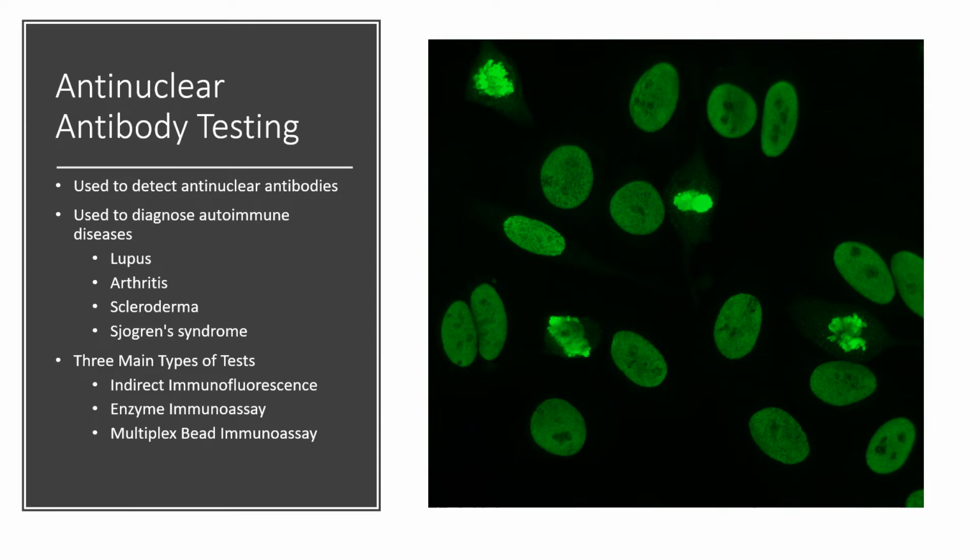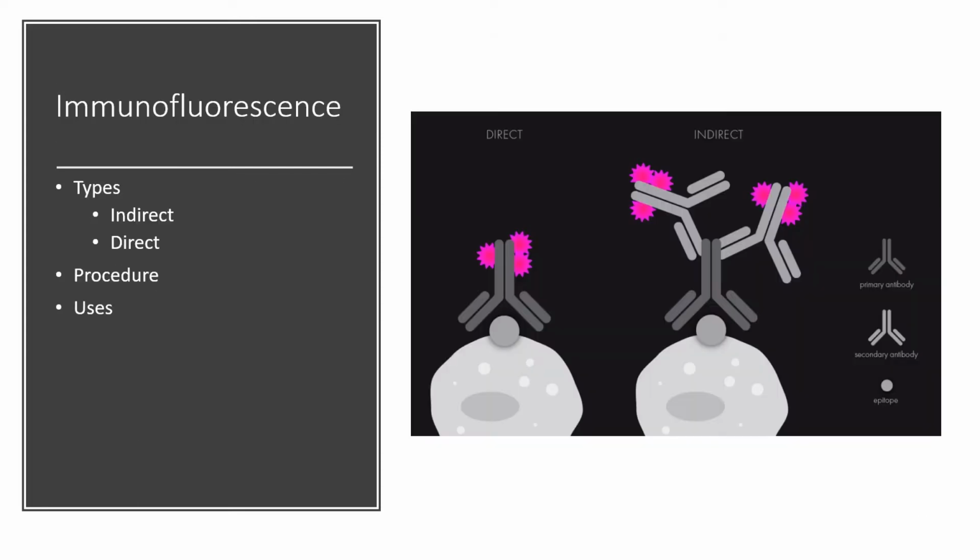There are three main types of ANA testing. These are indirect immunofluorescence, enzyme immunoassays, and multiplex bead immunoassays. Immunofluorescent tests, or IIFs, are the most common type of ANA testing. Hep2 cells are usually used as the binding substrate and are used to coat the microscope slide during testing.